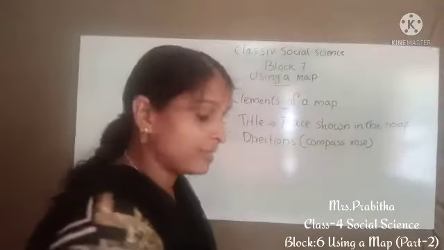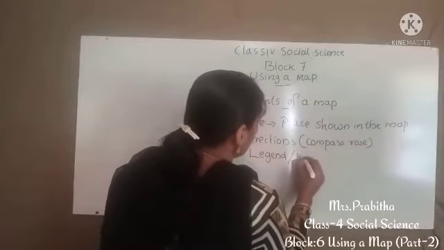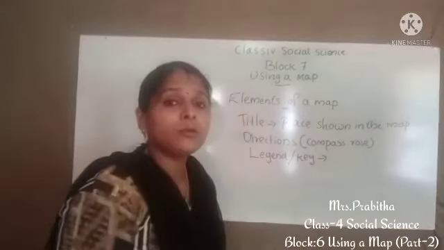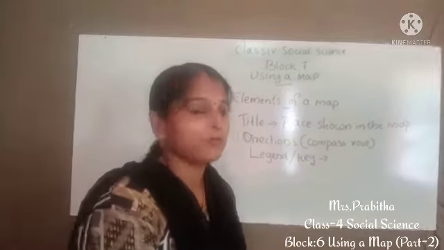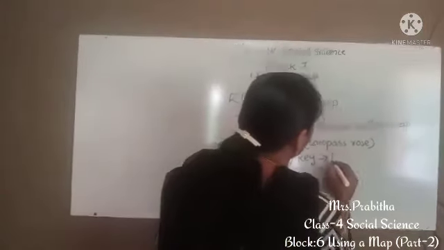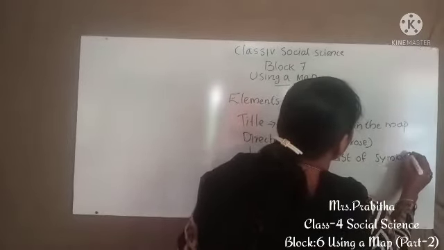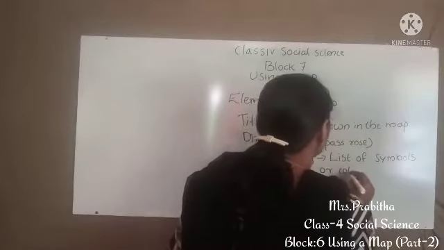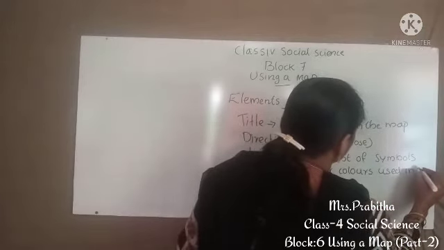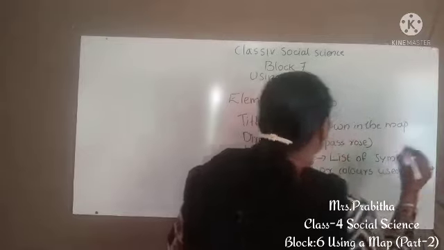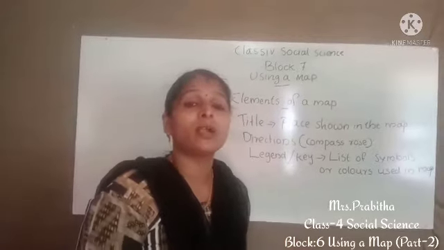Third one is legend. What is a legend or key? Legend or key is the list of symbols and colors used in the map.